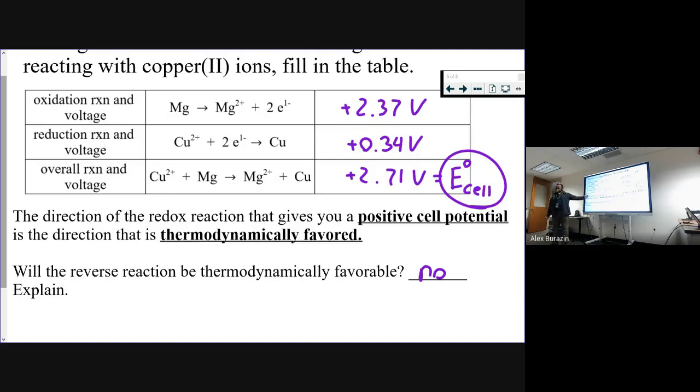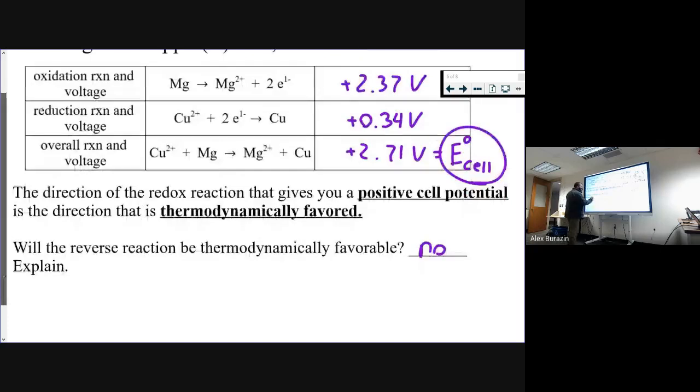So if it's negative, it's not going to do anything, because that's not the direction of spontaneity. That's not the direction that it's going to spontaneously proceed. If it's positive, that is the direction it's going to go, right? It'll naturally, inherently proceed in that direction.